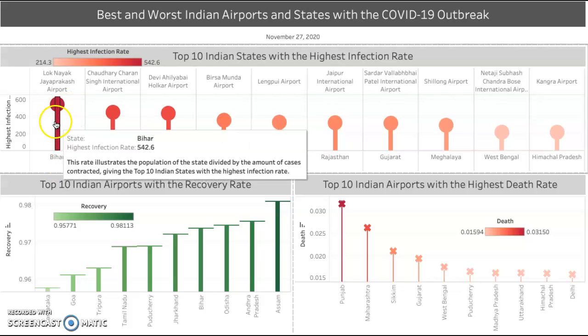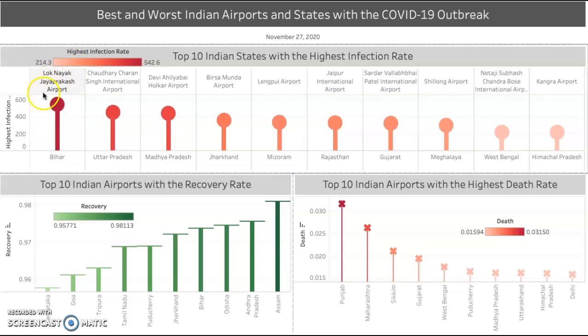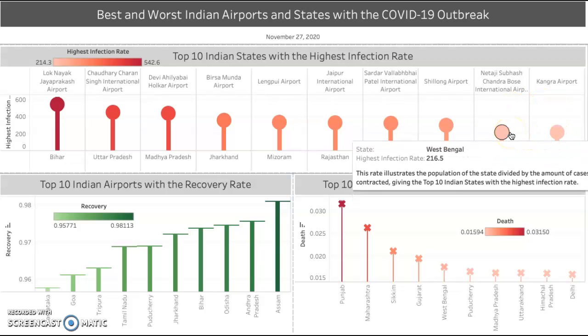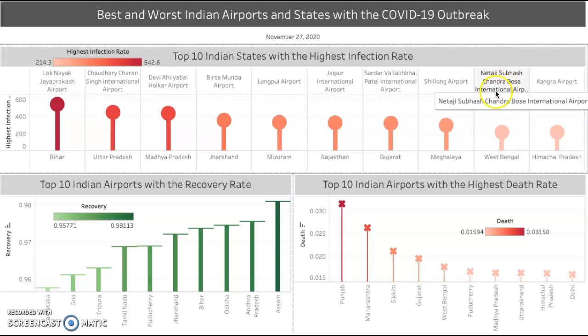Bihar was rated the highest, with, I won't even try to pronounce that name, airport, and then it obviously funnels down from there. The main ones I want to mention, though, that stand out are West Bengal and Himachal Pradesh. Just keep these in mind: these are the top 10 out of about 65 different states.